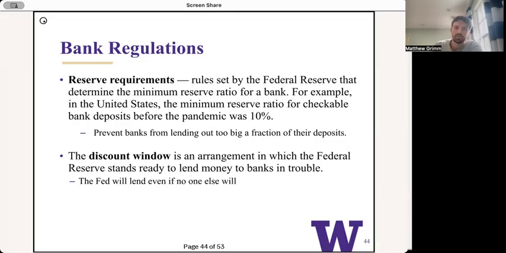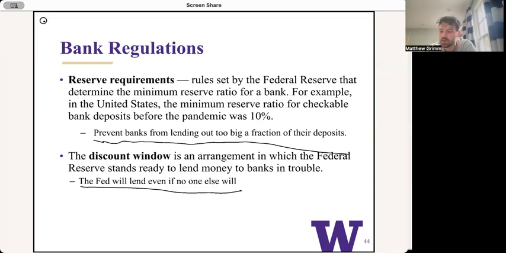We talked about the reserve requirement. Pretty much this prevents banks from lending out too big a fraction of their deposits. The discount window is an arrangement in which the Federal Reserve stands ready to lend money to banks in trouble. The Fed will lend even if no one else will. So that's a great thing about our Fed government, the monetary Jerome Powell, is we have this window, meaning that we will help out people in these banks.